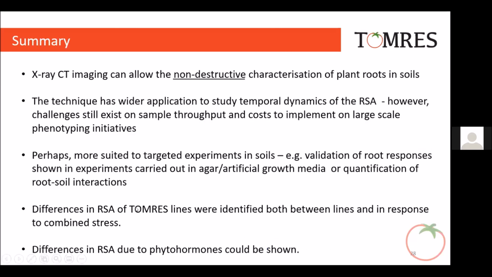So, to quickly sum up, the X-ray technique is non-destructive, as shown. It may have wider application to look at temporal dynamics non-destructively. There are still big challenges on throughput, but it does allow us to capture differences in the soil structure as well as the roots. And there are opportunities to explore a whole range of different things in the future.